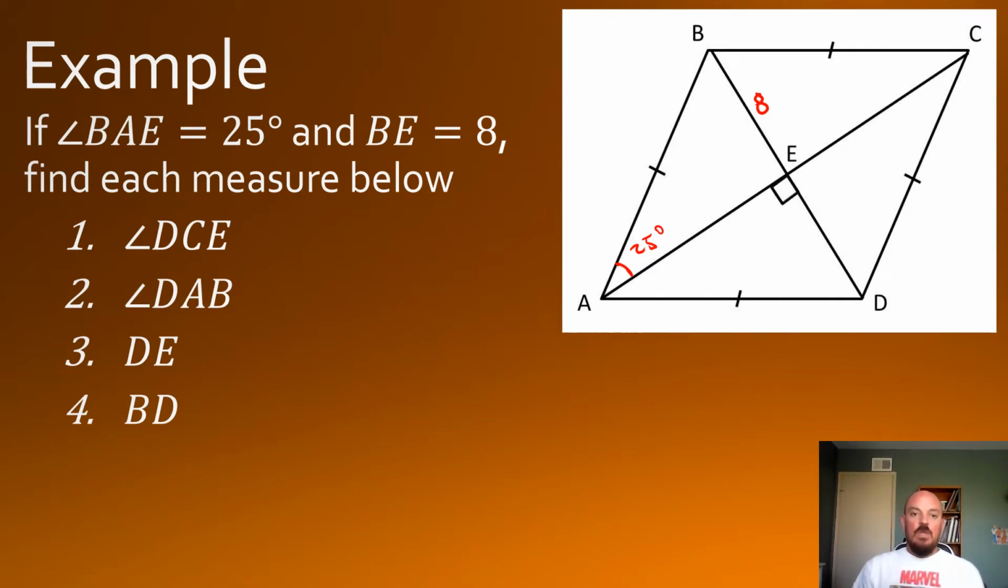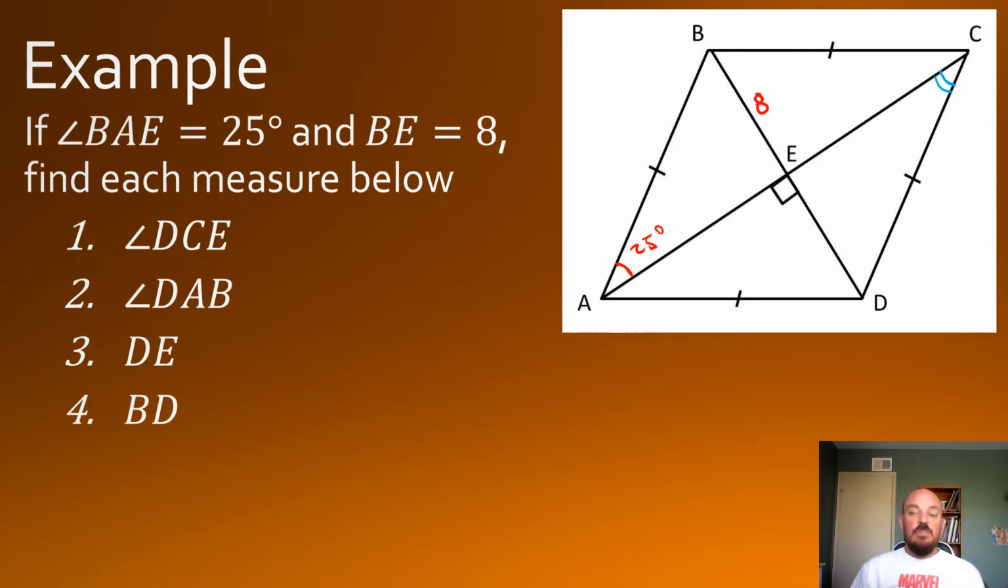Okay, the first thing I want to find, and I'll switch colors here to make it stand out, is angle DAB. Oh, I'm sorry, this is the second thing, DCE. DCE, which is this angle right here. And I'll put 2 markers on it. So let's start figuring this out.